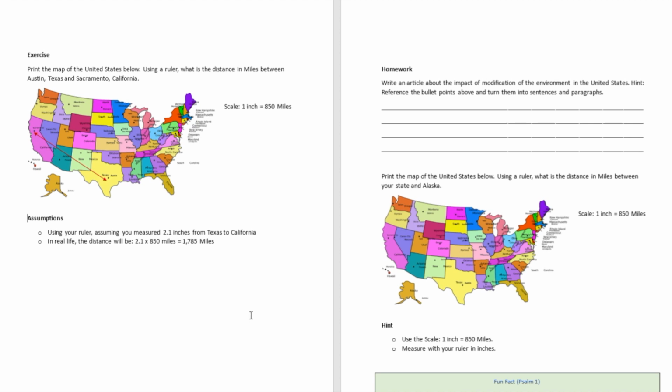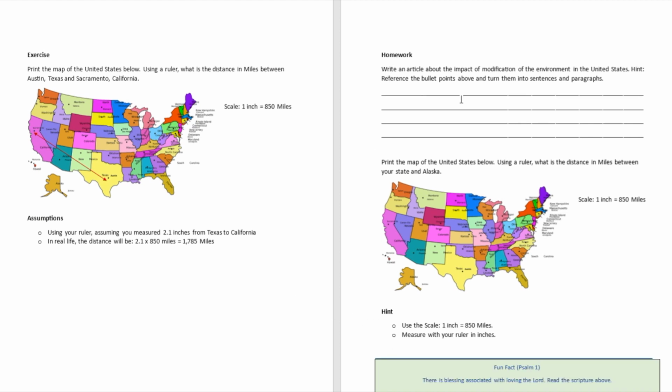Alright, so you got another exercise to do here as homework. Write an article about the impact of modification on the environment in the United States. You can reference the bullet points above and turn them into sentences and paragraphs. Then the second assignment for you here is to print the map of the United States shown below. What is the distance in miles between your state and Alaska?